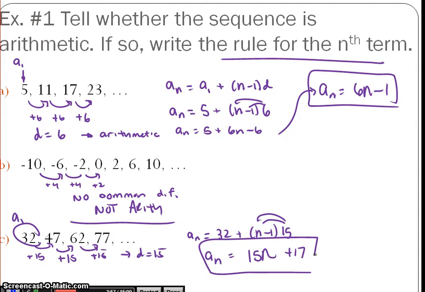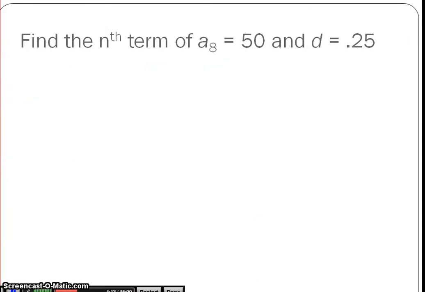So section 8.2 is about arithmetic sequences, which always follow the pattern where you keep adding or subtracting something, and all arithmetic sequences have a pattern like this. You don't have to just stare at it until you come up with a formula like you did in section 8.1. Now we're going to find the nth term, given that A8 is 50 and D is 0.25.